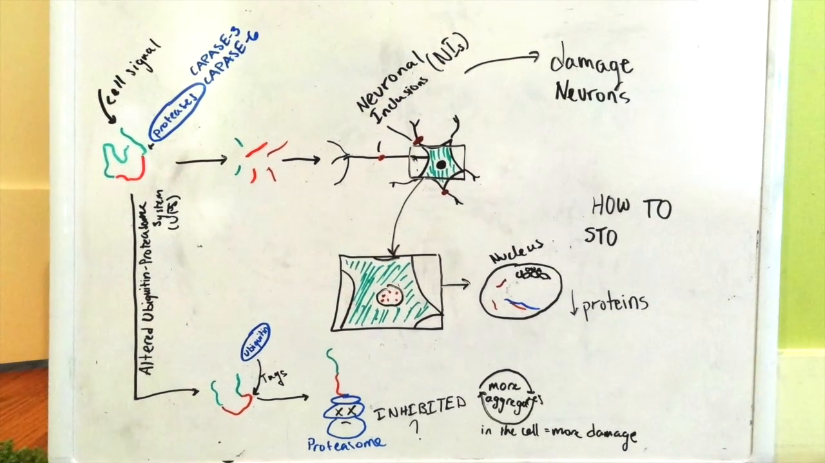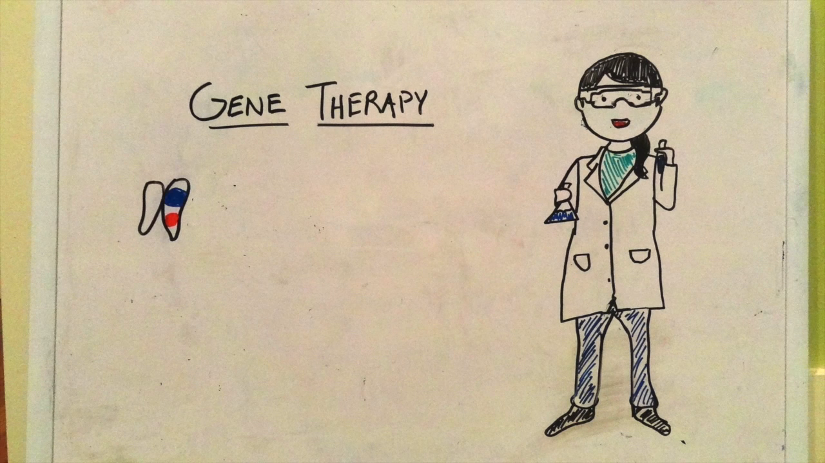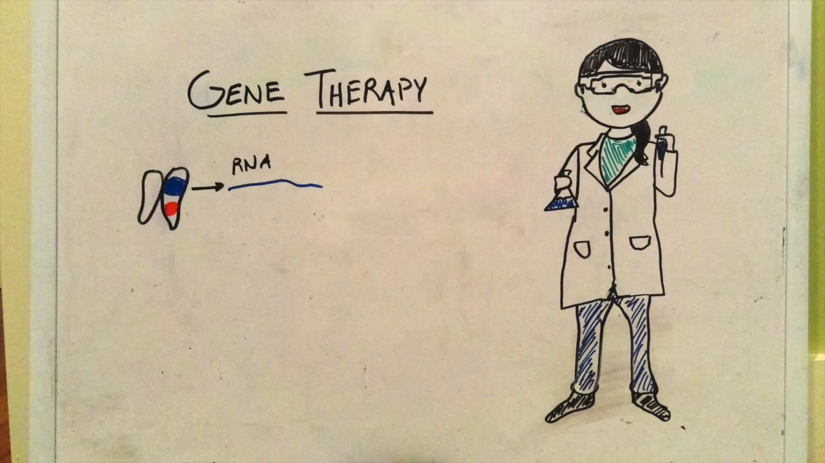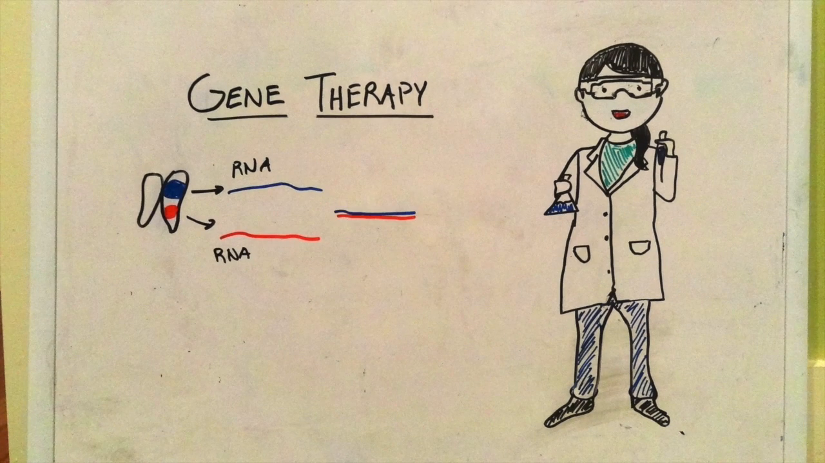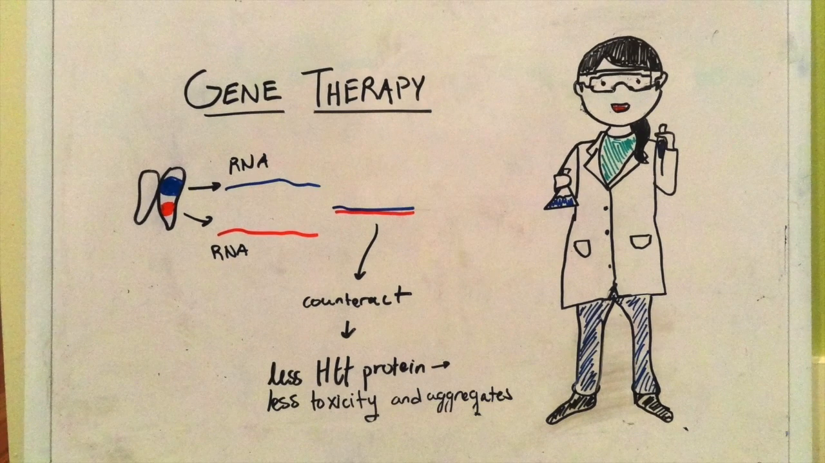So how do we stop this? One way is through gene therapy, which is very beneficial because it lasts for years. Through adeno-associated virus, or AAV, DNA for a gene that codes for RNA is implanted to the cell to counteract the mutant Huntingtin protein, leading to less of it, which means less toxicity and aggregates, which is an important step in addressing this disease.